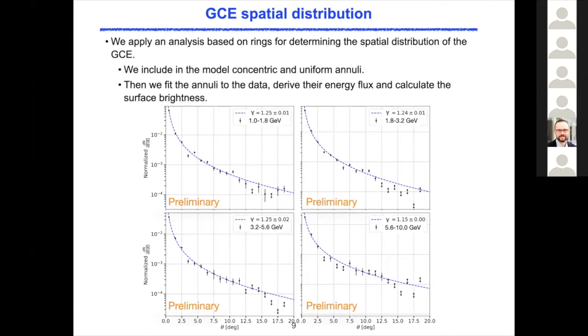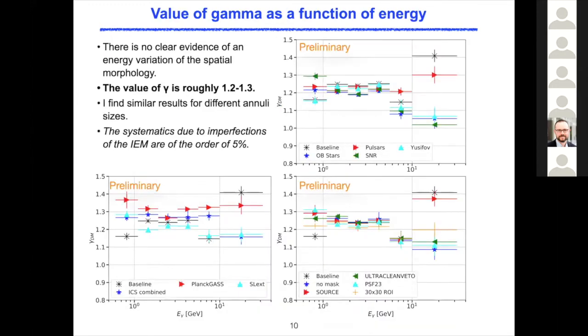In these 4 plots, you have the data for the surface brightness in 4 different energy bins from 1 to 10 GeV, with the best fit with Navarro-Frenk-White, where the best fit value for the gamma index is between 1.2 and 1.3. So now we can see if there is any variation of the value of gamma as a function of energy, and this is what I'm showing in this slide.